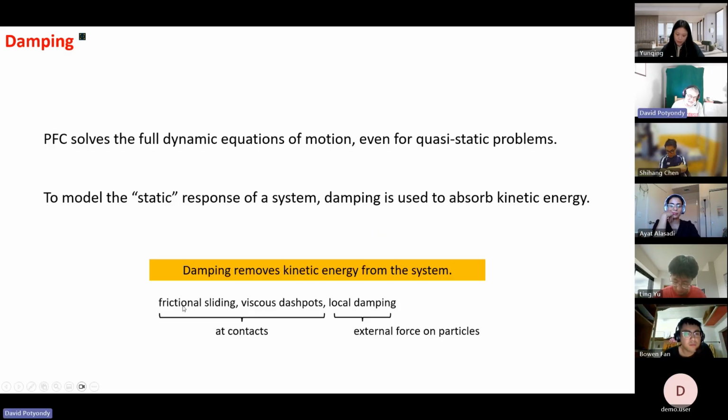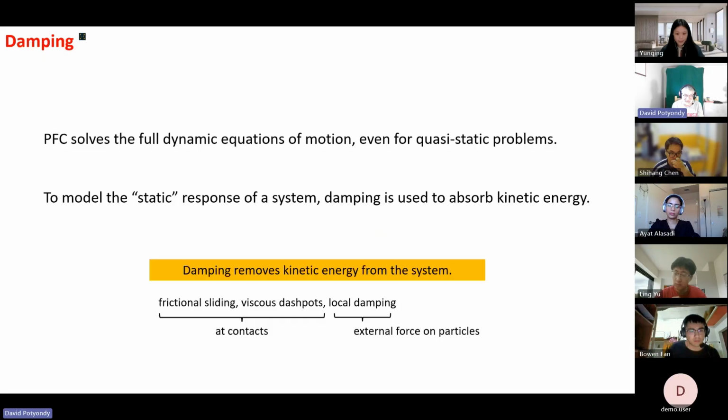We have frictional sliding. We talked about this a little. At a contact, if there's a concept of a friction coefficient, when that thing is sliding, that energy is being lost, okay? But for most systems, that's not very much of a loss. And so we need other types of damping.